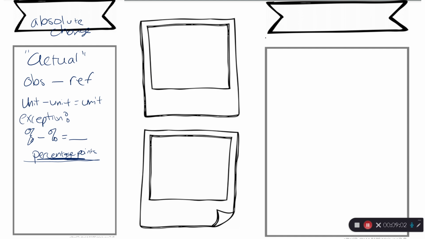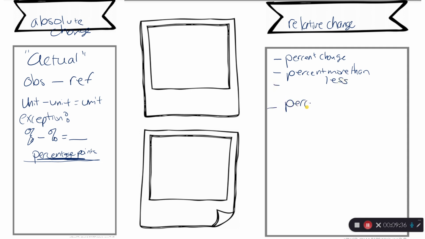Our other type of change is relative change. The great thing about relative change is it is so applicable. So you might be calculating relative change and the problem might say find the relative change. But you also might be asked to find the percent change or the percent difference, the percent more than, and in the same way, the percent less than. You might be asked to find the percent increase, the percent decrease, the percent shorter than or the percent longer than.